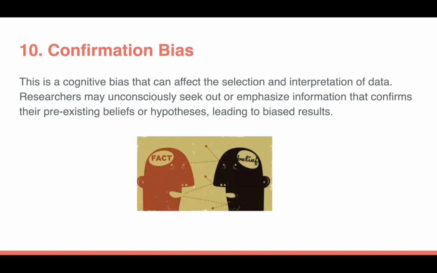Confirmation bias. This is a cognitive bias that can affect the selection and interpretation of data. Researchers may unconsciously seek out or emphasize information that confirms their pre-existing beliefs or hypotheses, leading to biased results.